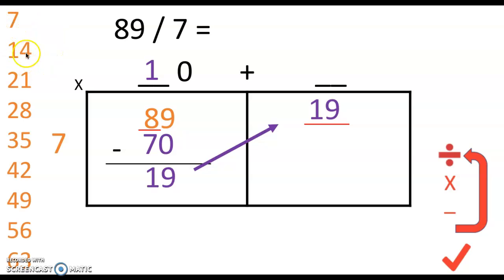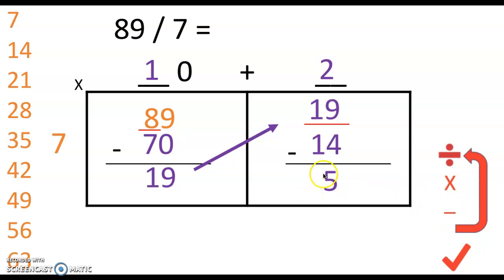We're going to skip count 2 times to get there. So our 2 goes on the outside. Then we'll multiply. 2 times 7 equals 14. Then we'll subtract. 19 minus 14 is 5.